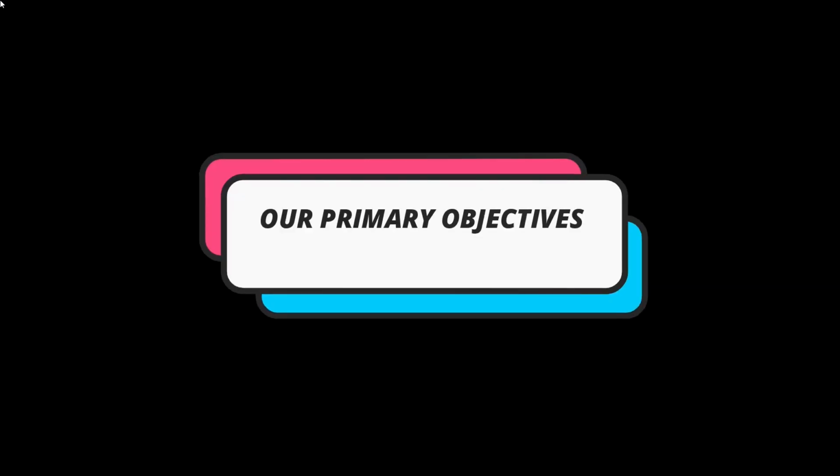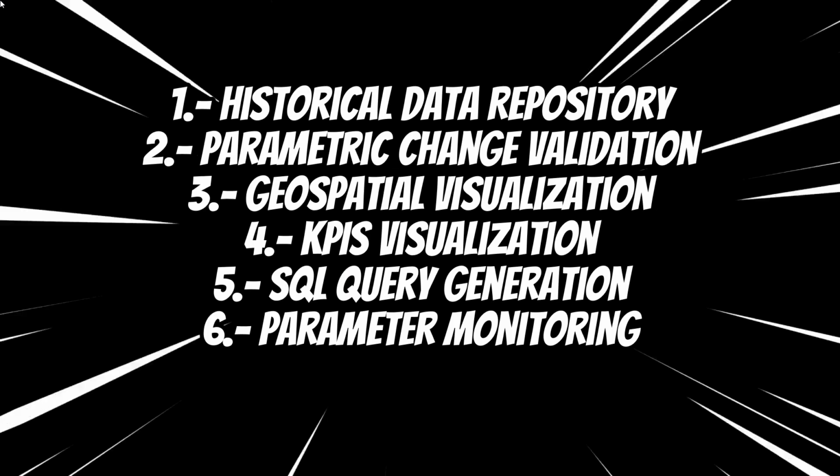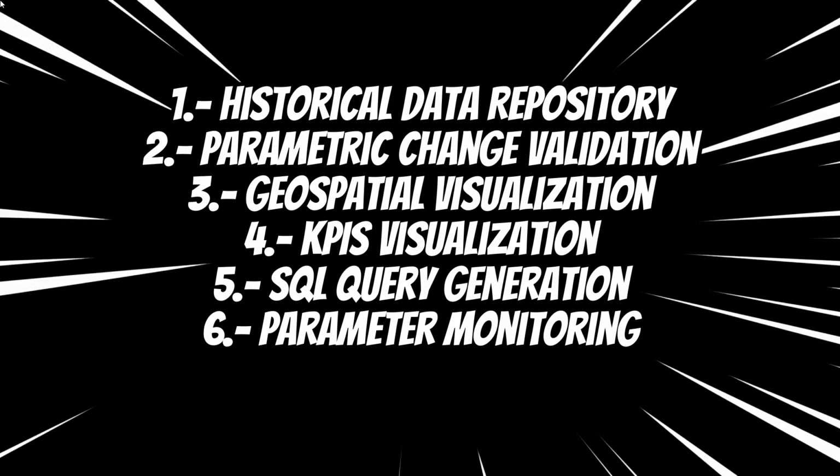Our primary objectives: 1. Historical data repository. Create and maintain a historical database of network parameters essential for optimization processes. 2. Parametric change validation. Verify and track parametric changes within the GSM, UMTS, and LTE access networks.